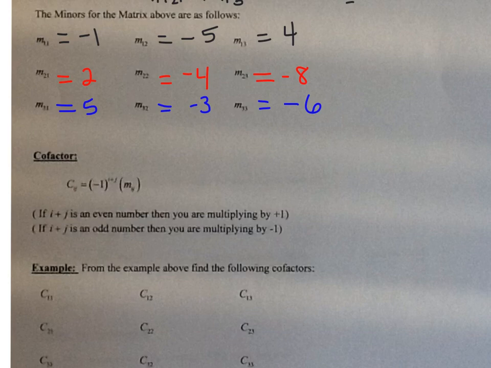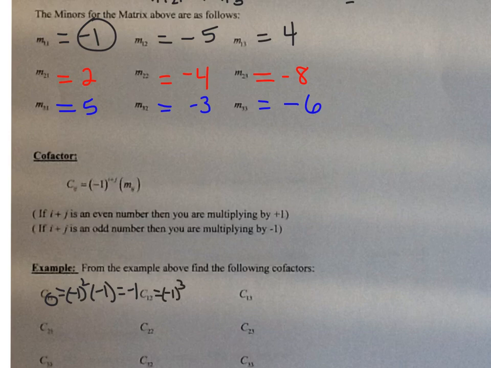So we're going to find all the cofactors for each entry in the matrix. So I want to find the cofactor for 1, 1. All right, so it's going to be negative 1 raised to the 1 plus 1 power, right? 1 plus 1 is 2, right? So I'm actually multiplying by positive 1 times my minor of 1, 1, which is this number here, negative 1. So I just get negative 1. So now I want to do my cofactor 1, 2. So it's going to be negative 1 raised to the third power.